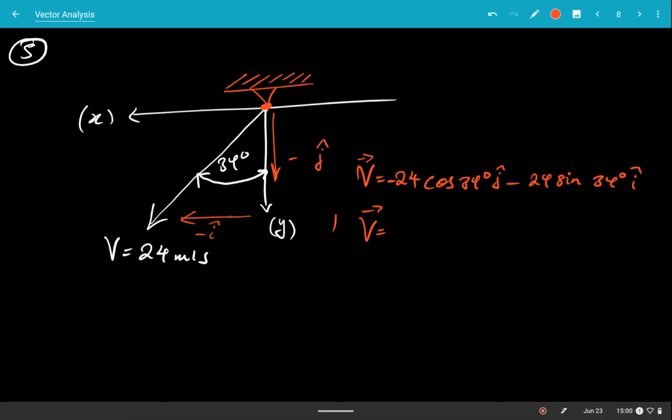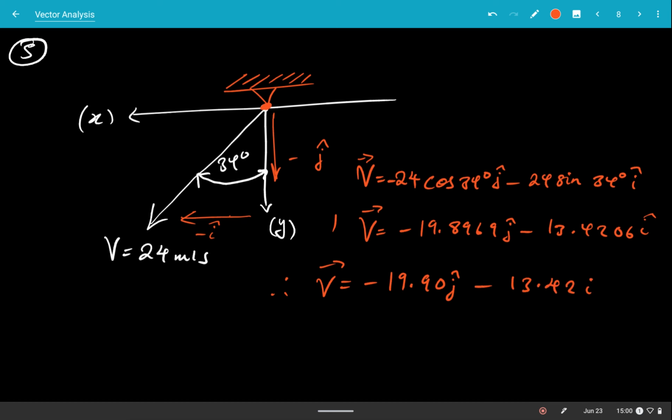Then v vector is equivalent to, so we'll have something which is minus 19.8969 in the j minus 13.4206 in the I. Therefore, the final rounding off will be minus 19.90 in the j minus 13.42 in the I. So that's how you find your value.